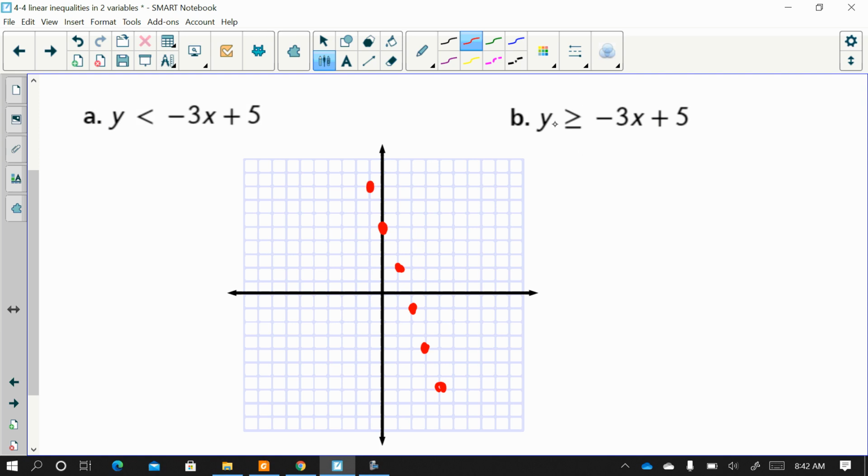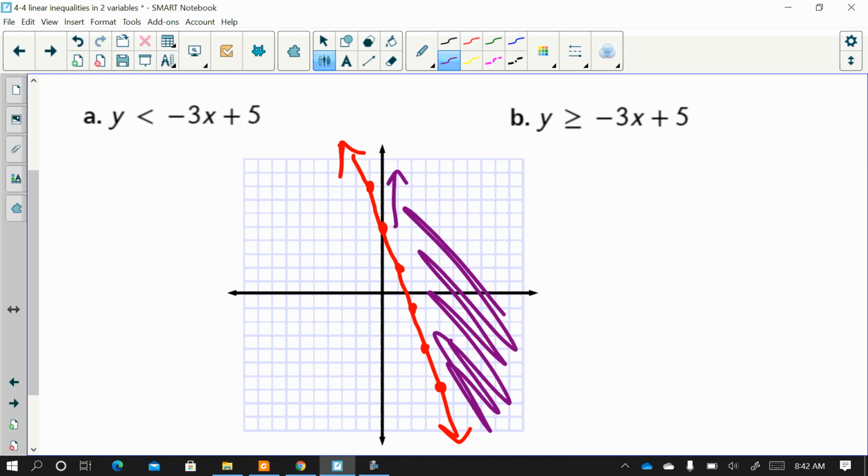Okay, solid or dashed line this time? Well, I'm equal to, so it's going to be a solid line. Okay, and where do I shade? Well, I'm greater than, so I shade above the line. Okay, so anything in that purple spot can be a solution to my inequality.